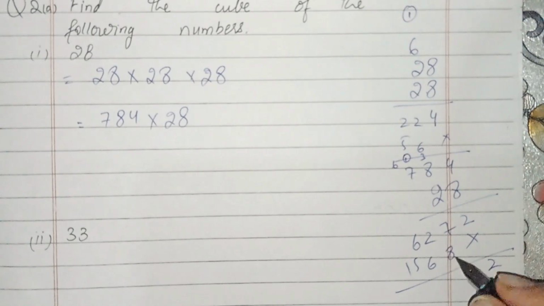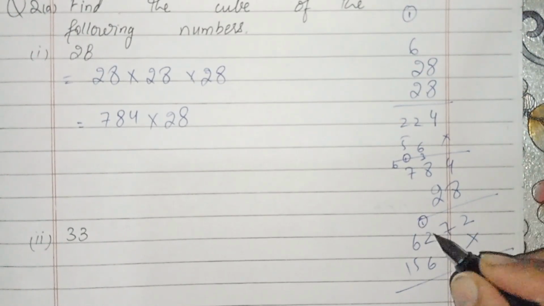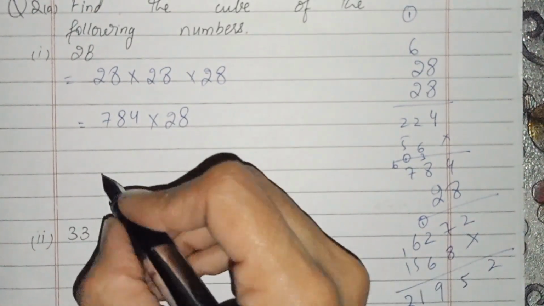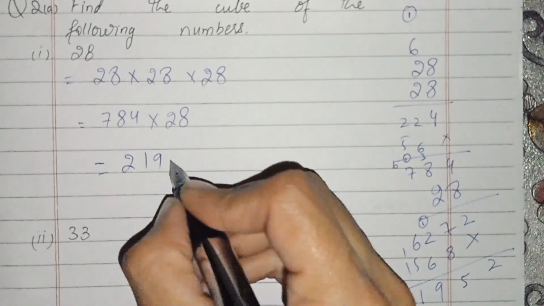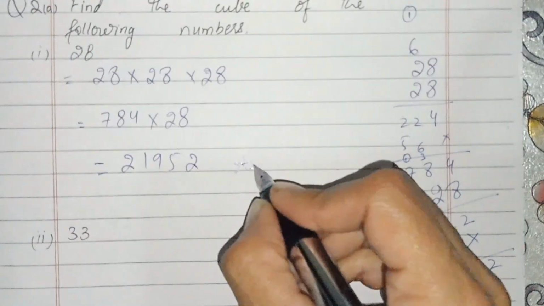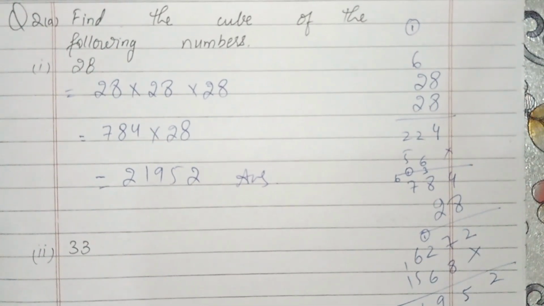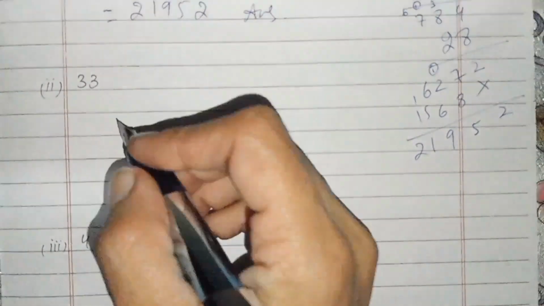2 times 8. 15, 1 carry. 6, 7, 8, 9, 11, 1. And we get 21952. This is the answer of part number 1. Cube means we have to multiply the value 3 times.